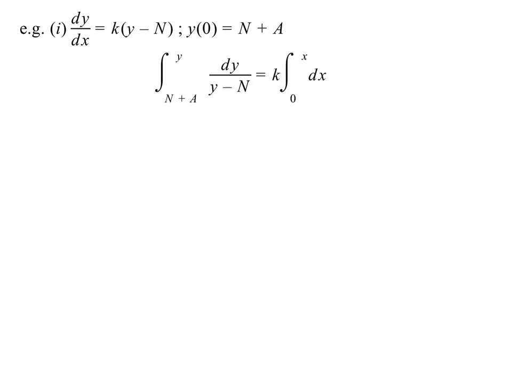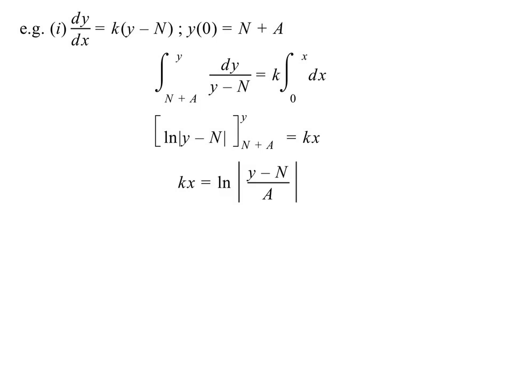Let's separate it out. I've got dy over y minus n, and then the right hand side, k times the integral of dx. Remember, on the right hand side, when I've got something like this, the integral from 0 to x of dx, I can just go, well, that's going to be x. The right hand side becomes kx. Left hand side is a log function. So substituting into our log function, we'll get log of y minus n minus the log of a, which then we can put into 1 log.